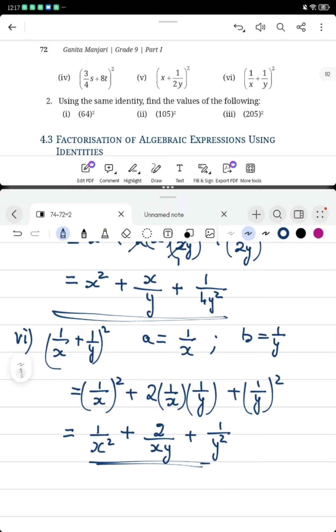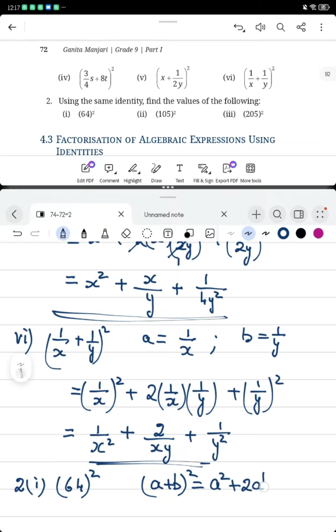We'll have to find the values of this. See, this is a very simple question. We'll have to find the value of 64 square using this identity. Which identity? Our identity is (a plus b) whole square. So let us write it once again.